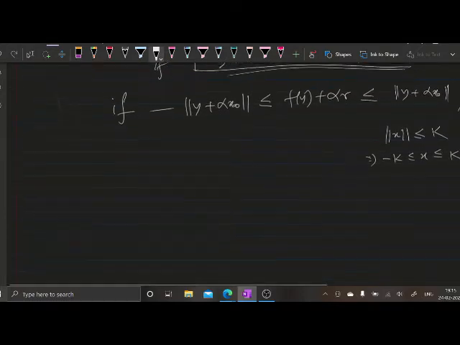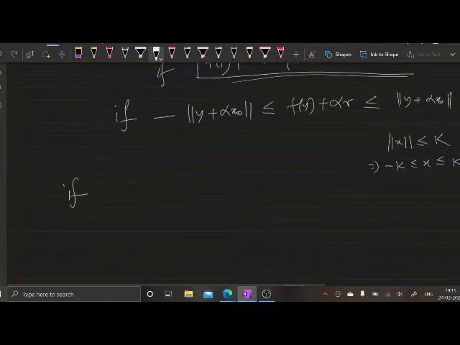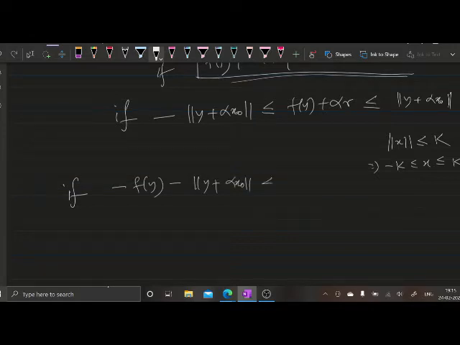Okay. So now, if you can prove that minus of f y minus norm of y plus alpha x naught is less or equal to alpha r, less or equal to minus of f y plus norm of y plus alpha x naught, right? If you can prove this one, then this is true.